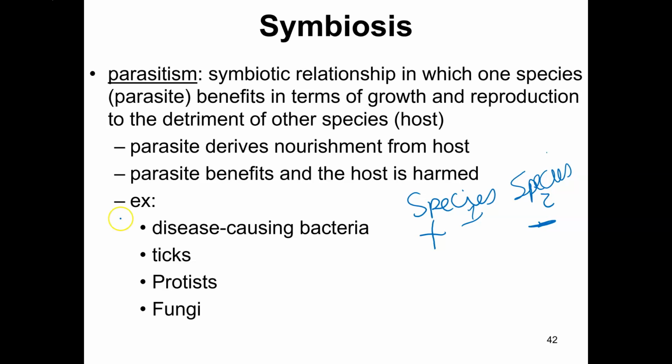So any disease-causing organisms would be considered parasites to us. Ticks are going to be considered parasites. Protists, fungi can be parasitic. When I talk about bacteria, ticks, protists, and fungi, I was talking about with humans, but you can have fungi that are parasitic on different animals, like frogs, and they can actually kill those animals. Or fungi that grow on worms. Silkworm disease is an example of that.